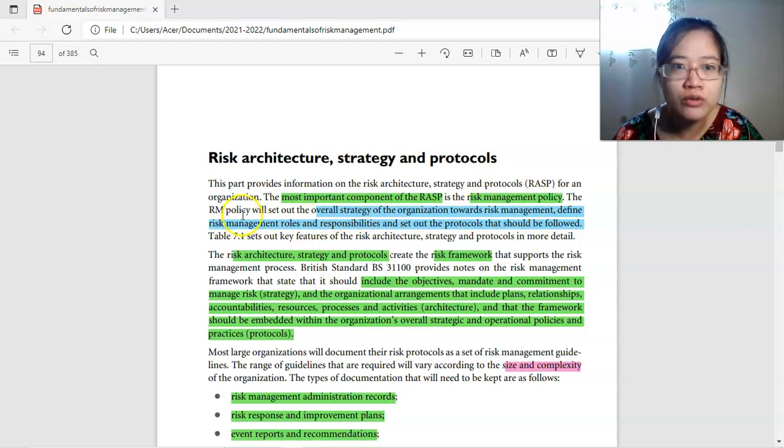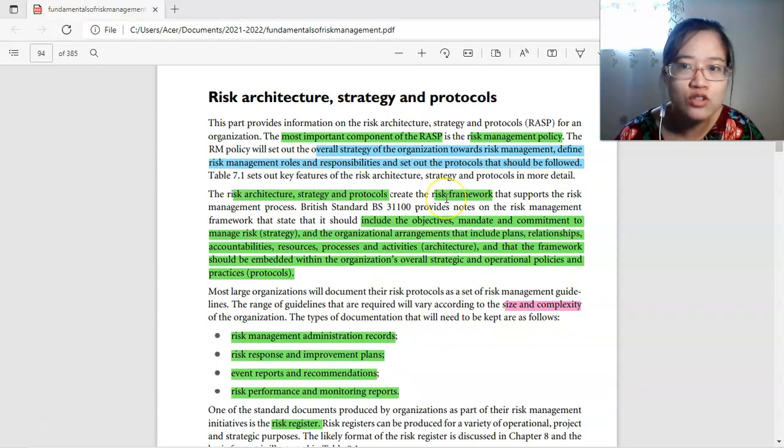Okay? Tapos, itong risk management policy, this covers the overall strategy of the organization towards risk management. It also defines the risk management roles and responsibilities and sets out the protocols that should be followed. So essentially, dinidefine dito kung sino-sinong mga tao yung magiging responsible for handling the risk management. And of course, that would follow yung strategy ng organization, how they're going to manage the risk that they are exposed to, and then yung protocols or yung guidelines or activities that are going to execute to address those risks.